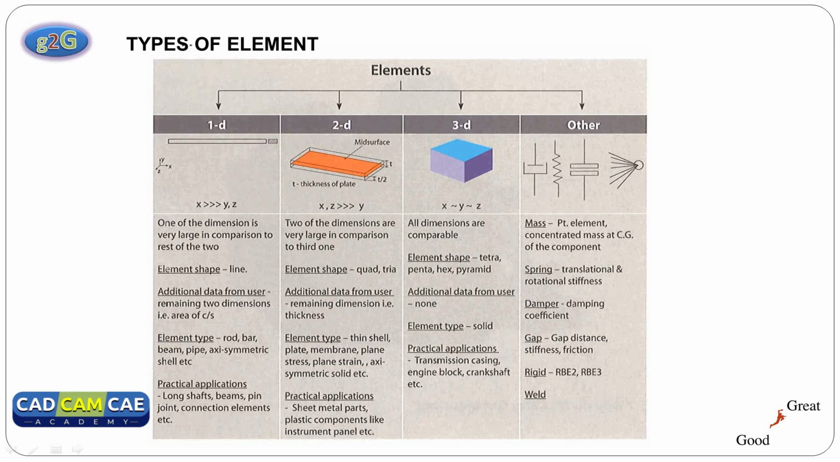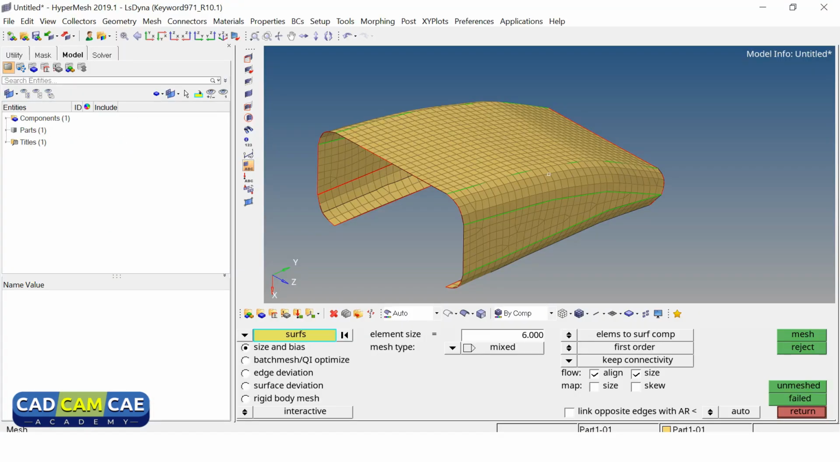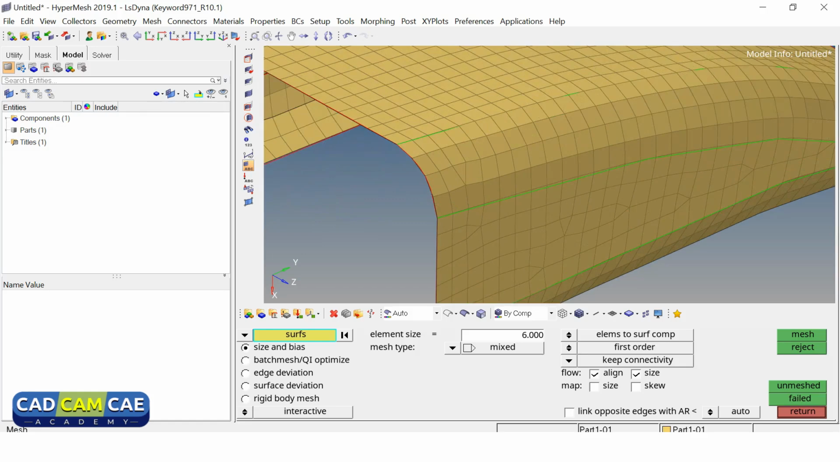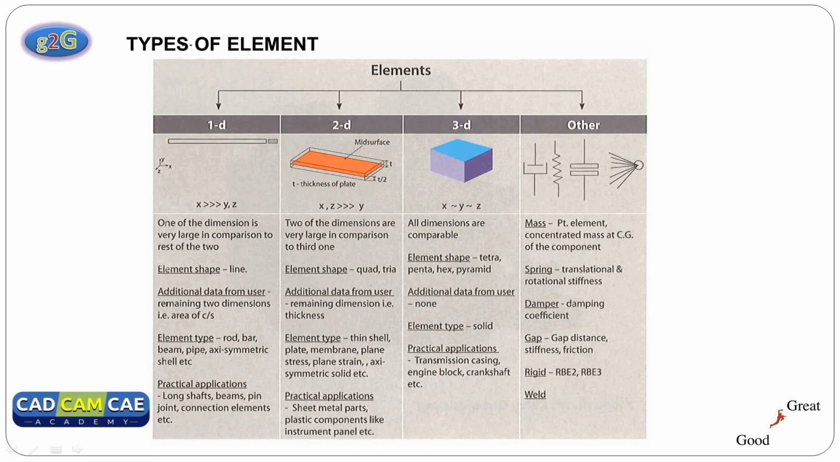So 2D elements, which we have seen just now in Hypermesh, will be in one plane. The thickness dimension will be very small compared to the other two. Element shape will be quad and tria. Just now we have seen here quad elements and tri elements. So this is 2D meshing, shell meshing. And the other we have is 3D. 2D meshing practical applications are sheet metal parts and all automobile components, such as automobile interiors other than seat foams, and the instrumentation panel, the dashboard, will come under 2D.